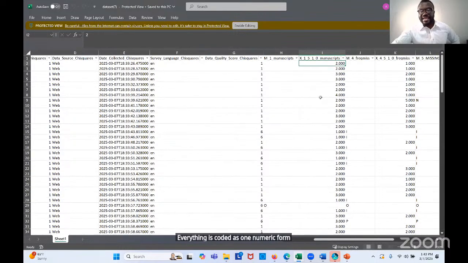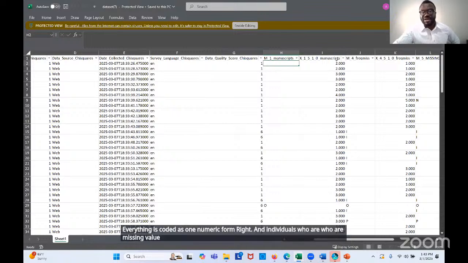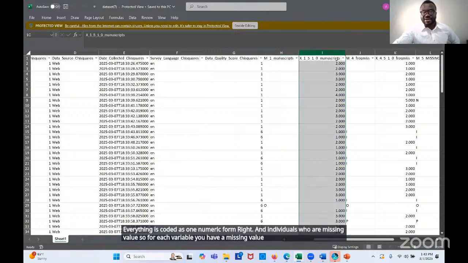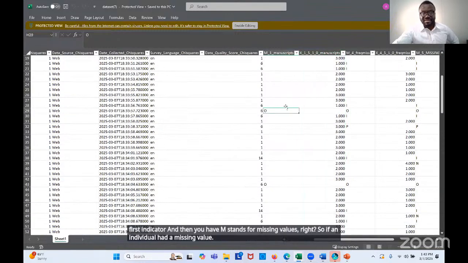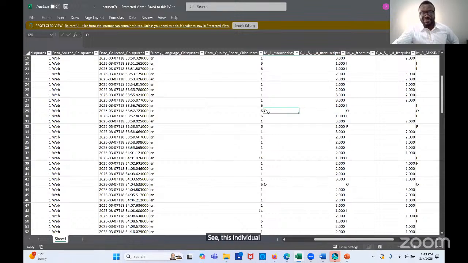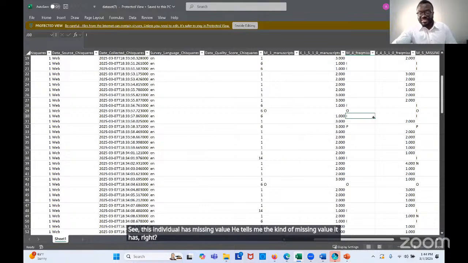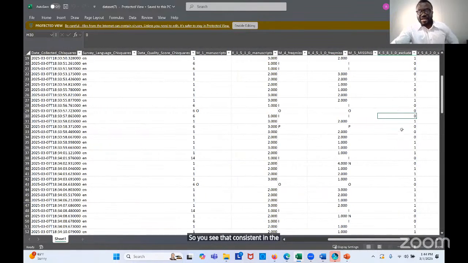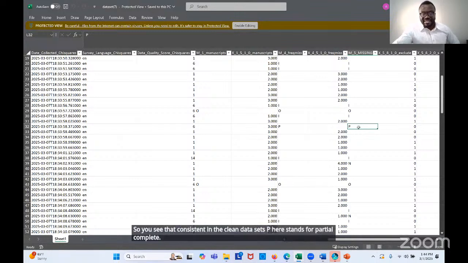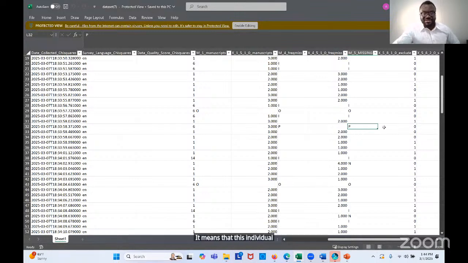And individuals who have missing value. So for each variable, you have a missing value. So this is the variable for the first indicator, and then you have M stands for missing values, right? So if an individual had a missing value, see, this individual here has a missing value, and it tells me the kind of missing value it has, right? So you see that consistently in the clean data set. P here stands for partial complete. It means that this individual never got to that question.